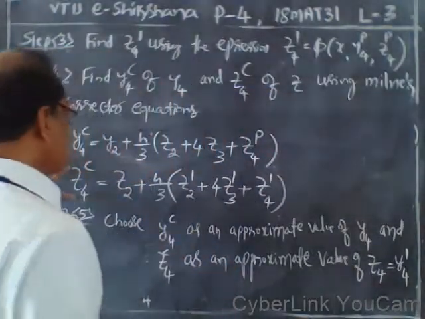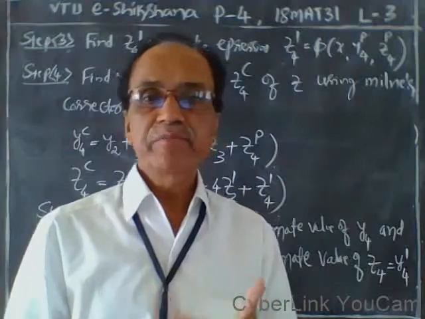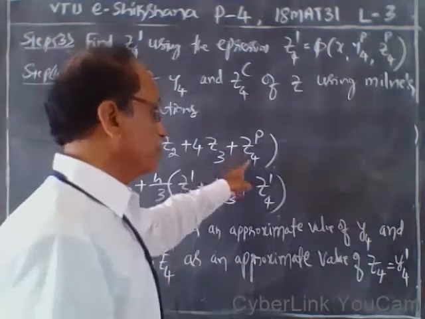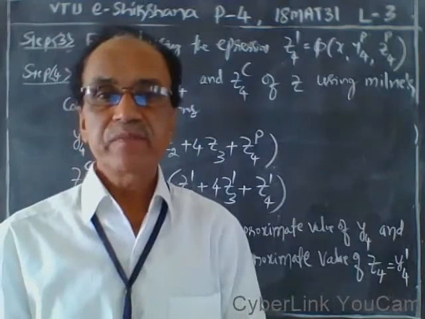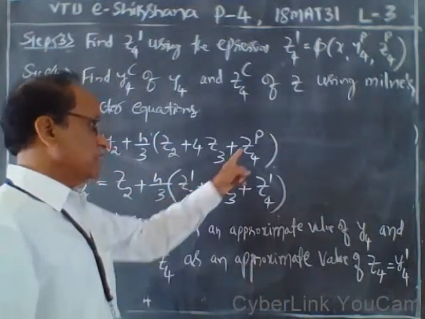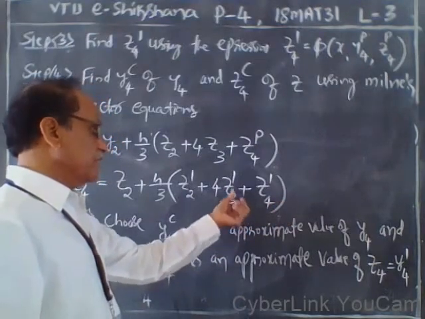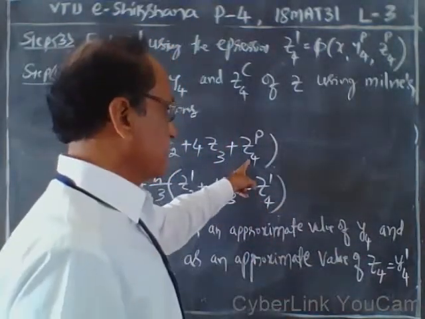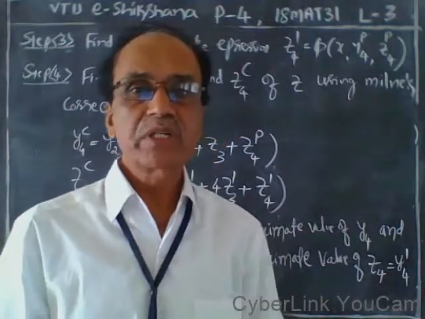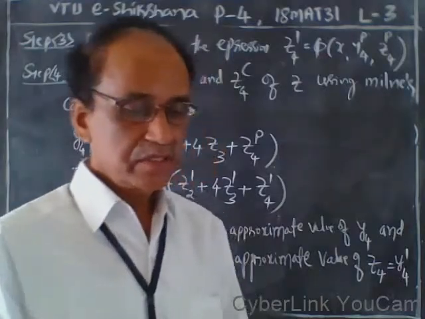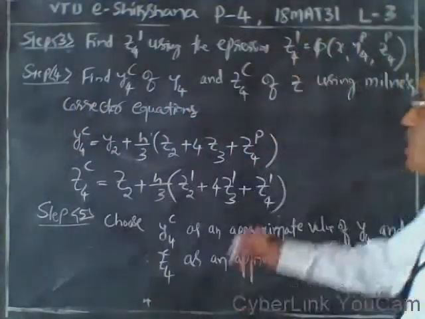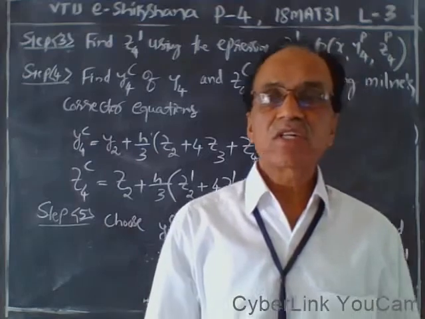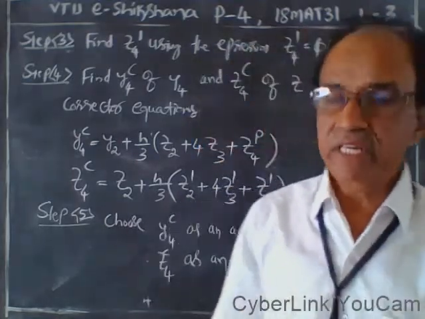Then, after finding z4c, if you want to make any improvement further, you consider this z4c as z4p. Then, once again, the same formula will be applied, ignoring this z2 dash, and the new value will come as an addition. This z3 dash will act as z2 dash, like that. So, the same formula will be extended by including the newly calculated value. Afterwards, those two final values will be taken as the approximate values for the calculation. So, based on these working steps and Milne's predictor corrector method basics, we can solve the problem on second order differential equations using predictor corrector due to Milne's formulations.